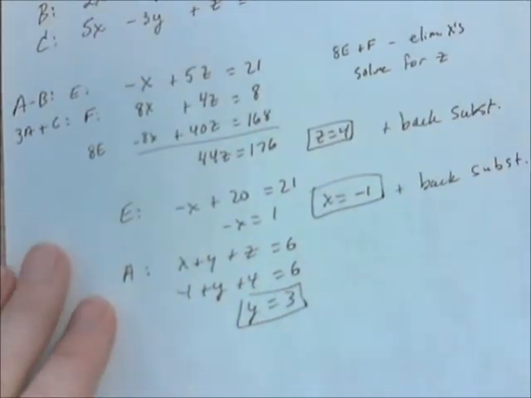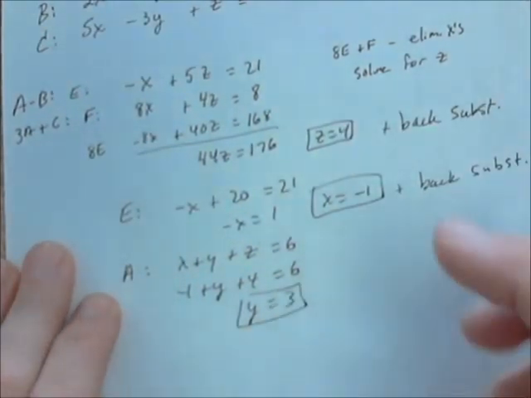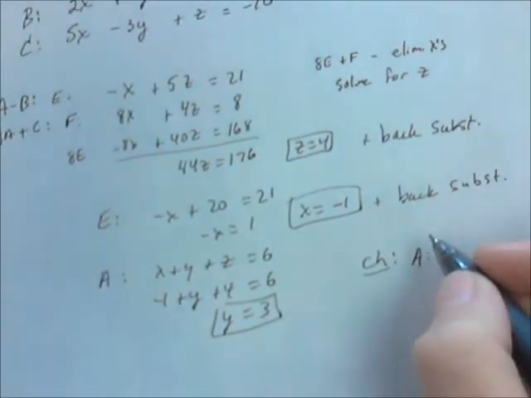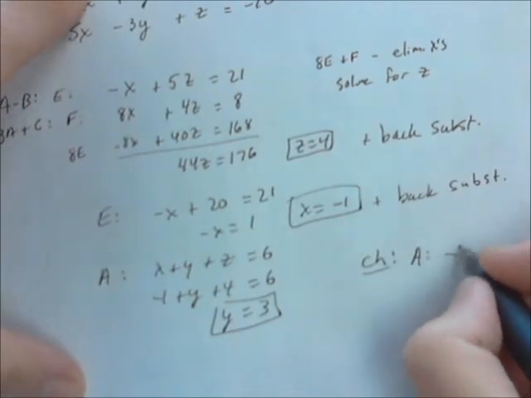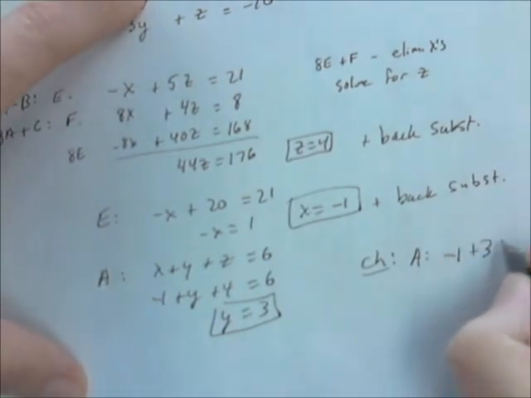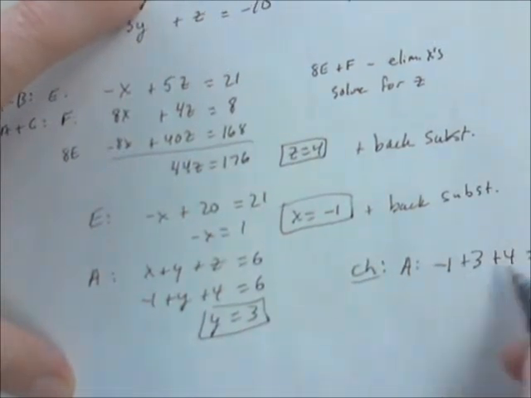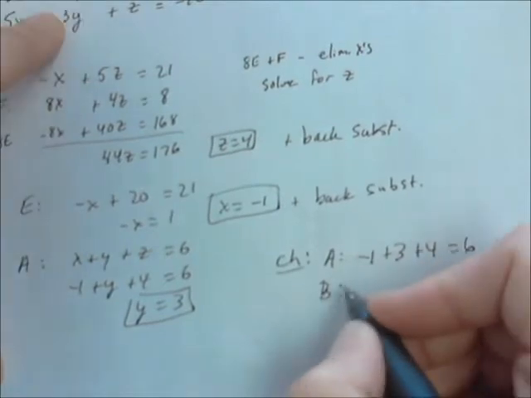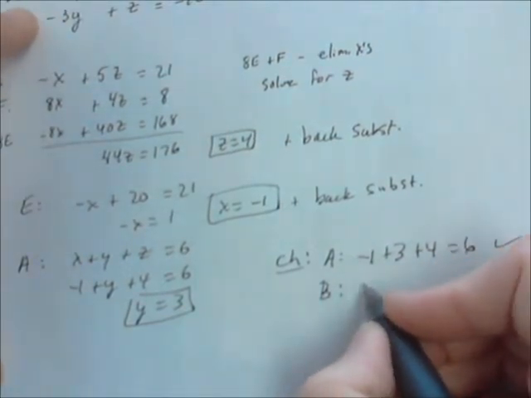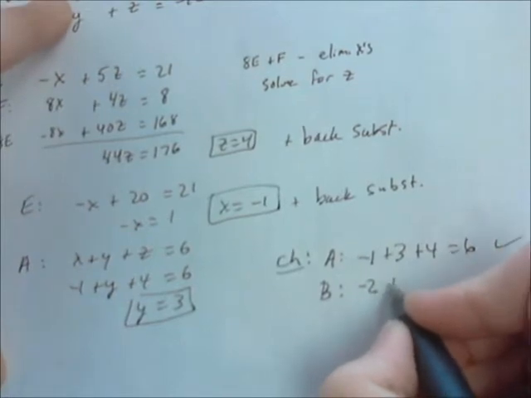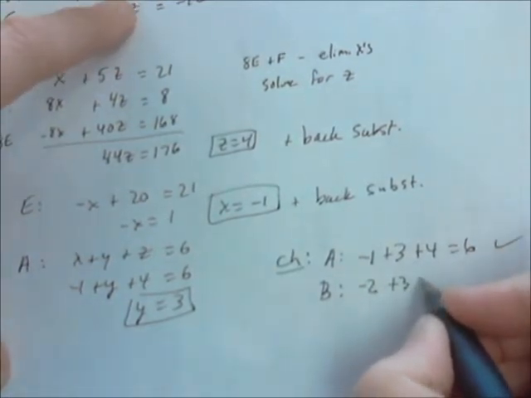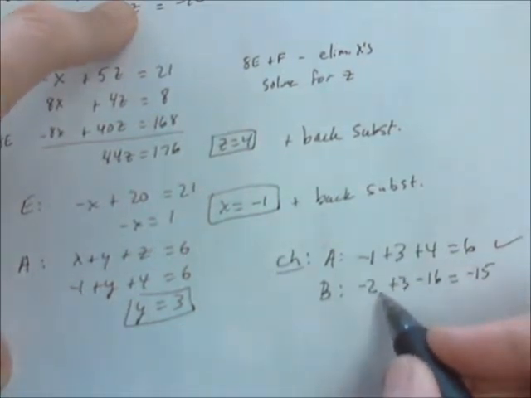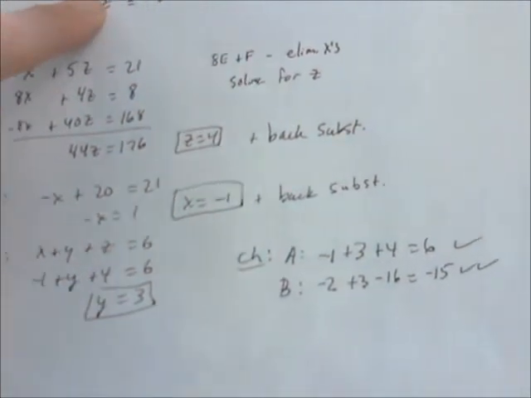So now I've got the value of all three variables, and we can just do a quick check with our three original equations. Equation A says x plus y plus z equals 6. And we've got 7 minus 1, 6 equals 6. So that one checks. We're going to check in original equation B, which says 2x, which is negative 2, plus y, which is 3, minus 4z, minus 16, is equal to negative 15. This is 1. 1 minus 16 is negative 15, so that one will check.